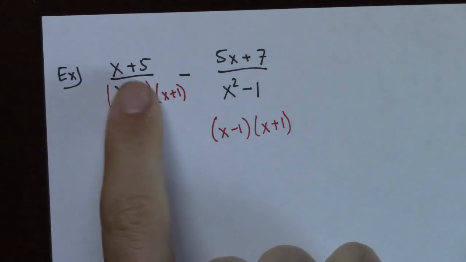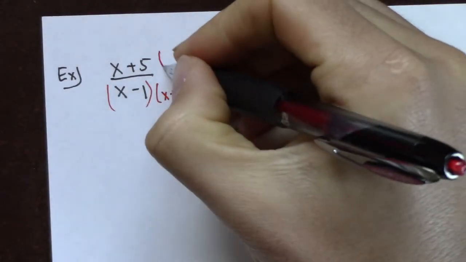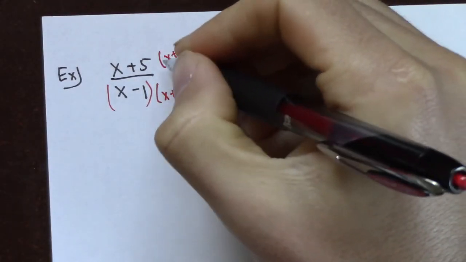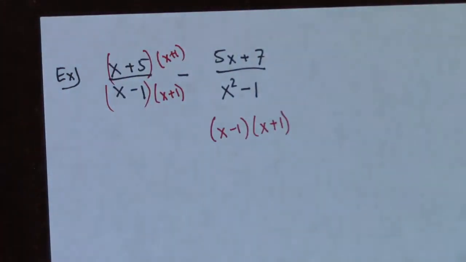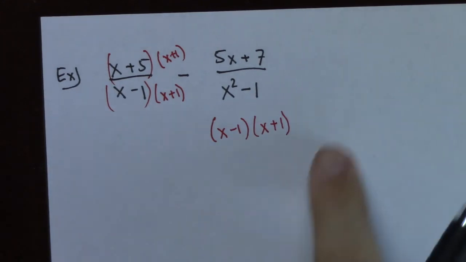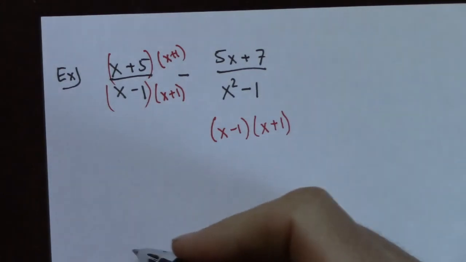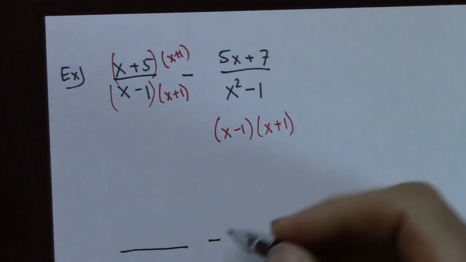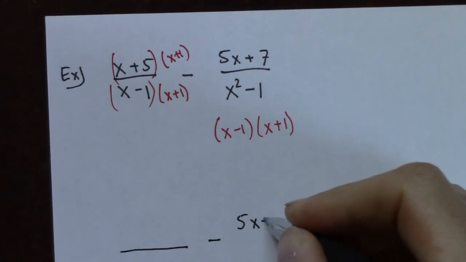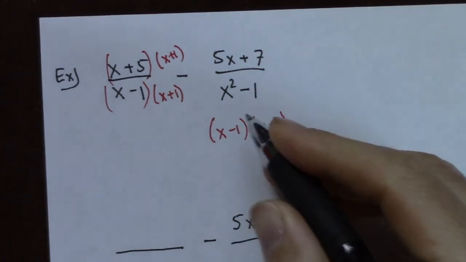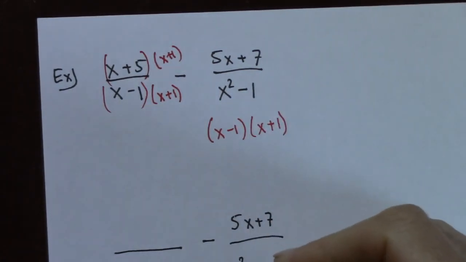Whatever I do to the denominator, I must do to the numerator. I've got an x plus 1 right here. Now, this one's a little bit more involved. Oh, did I just screw that up? No. Sorry, I second-guessed myself on the last problem. So now, let's set this one up. Starting off, the second one doesn't change: 5x plus 7, and then x squared minus 1.